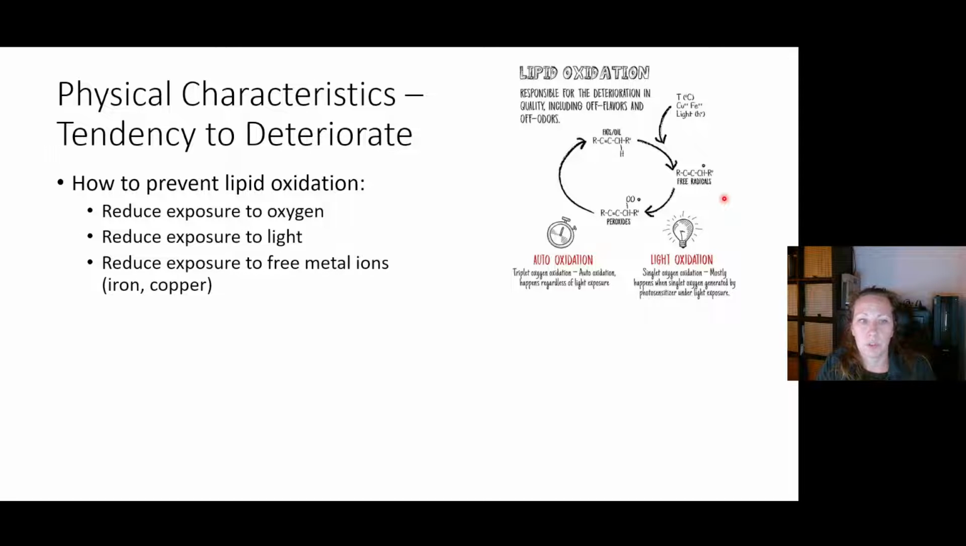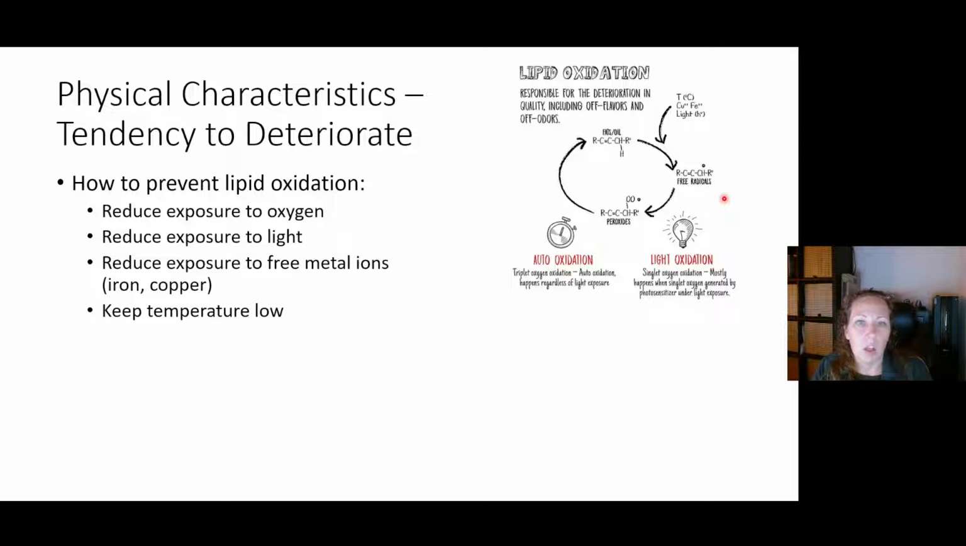Also reducing exposure to free metal ions. So you wouldn't want to be mixing things with oils in an iron bowl, for example. Okay, it's kind of weird. Or a copper bowl. That might be more realistic. If you're doing something that has a lot of polyunsaturated fat in it, because that does expose it to metal ions, which can cause some deterioration. Now, is it going to cause rancidity just like that? No, but you definitely wouldn't want to store it in a copper bowl.